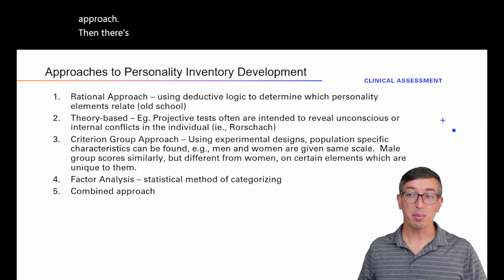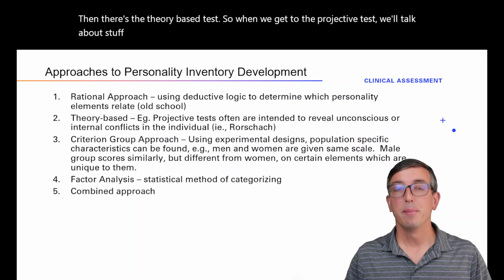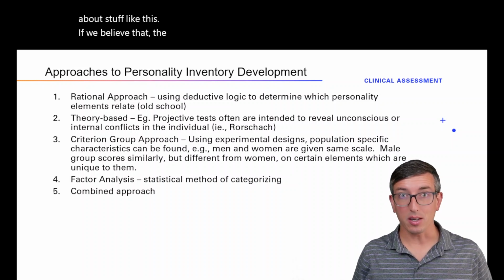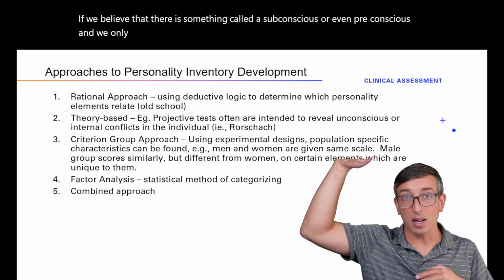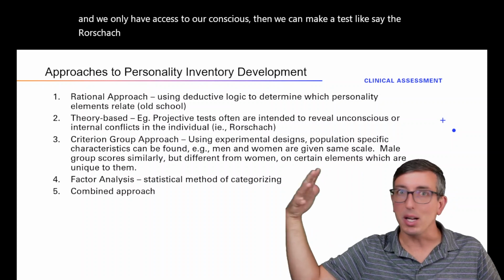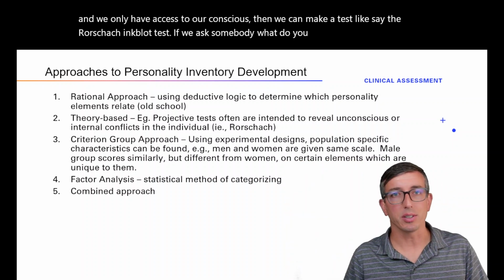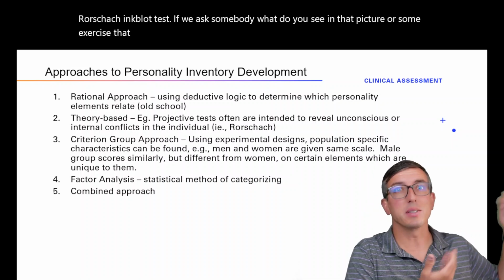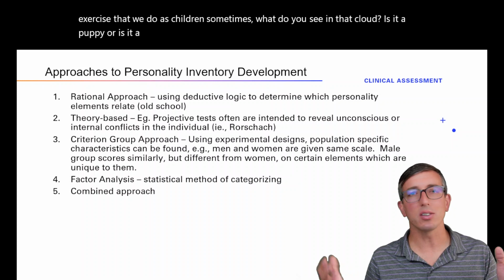Then there's theory-based tests. So when we get to the projective test, we'll talk about stuff like this. If we believe that there is something called a subconscious or even preconscious, and we only have access to our conscious, then we can make a test like, say, the Rorschach inkblot test. If we ask somebody, what do you see in that picture? Or some exercise that we do as children sometimes, what do you see in that cloud? Is it a puppy or is it a dragon, or what does it look like?